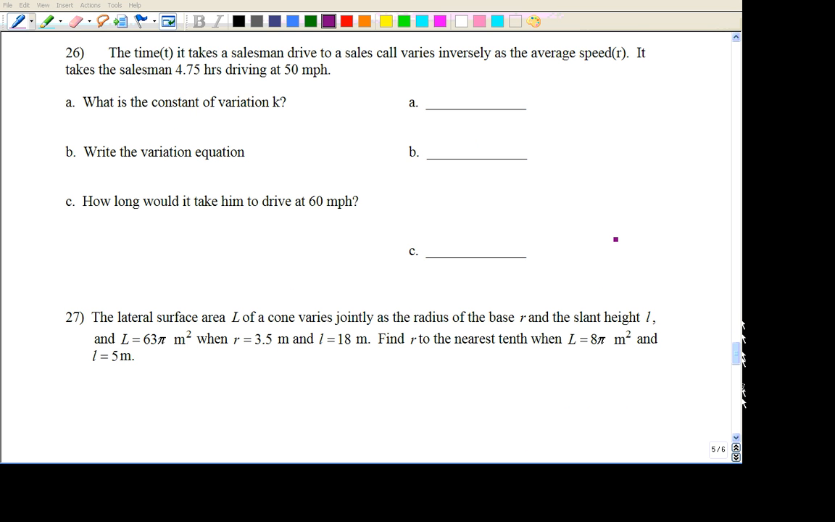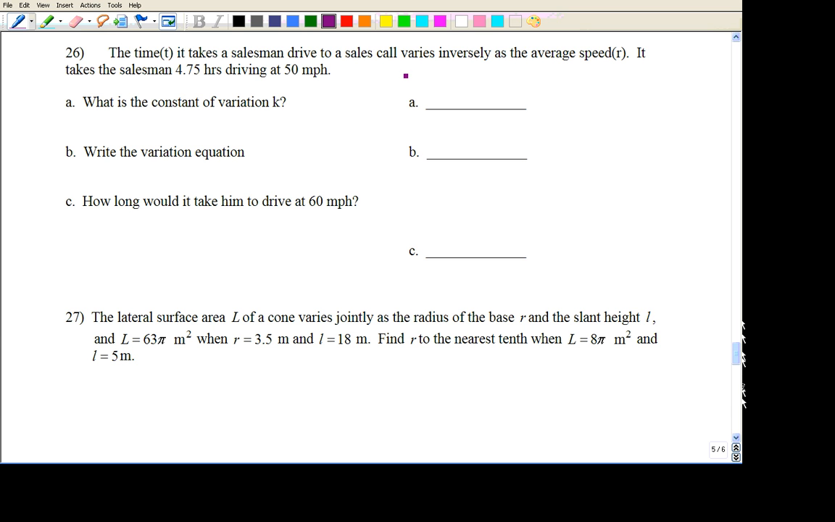Okay, next section. This section is about variation and rational equations. So on number 26, you have the time t it takes a salesman to drive to a sales call varies inversely as the average speed r. It takes a salesman 4.75 hours driving at 50 miles per hour.